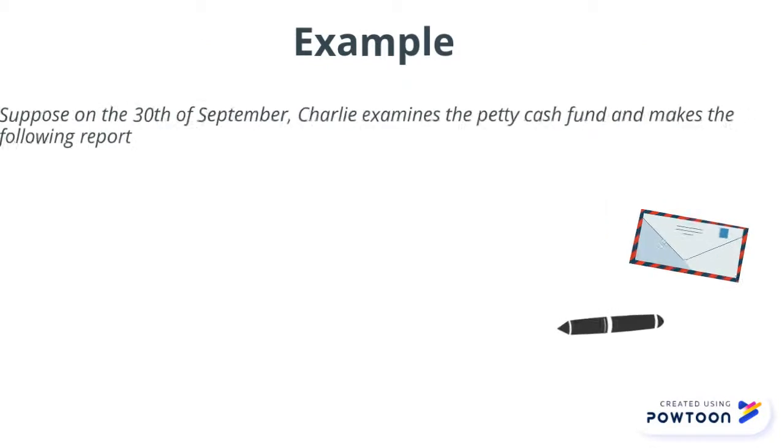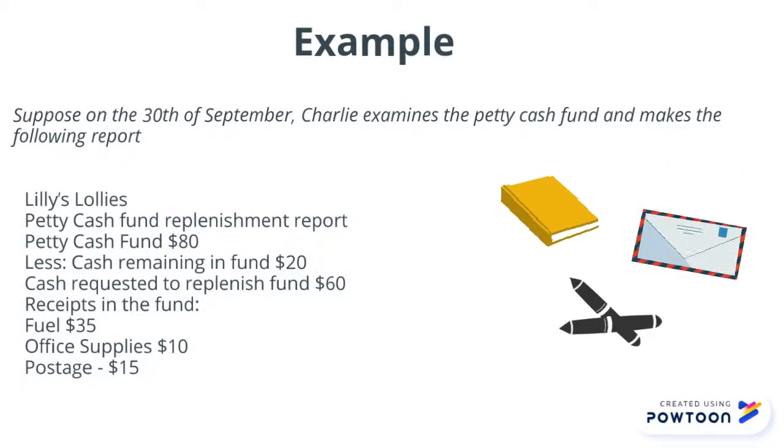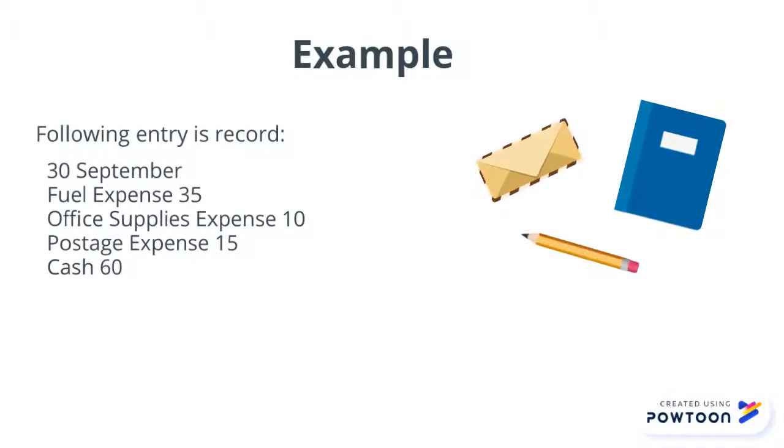For example, on the 30th of September, Charlie examines the petty cash fund and makes the following report. This shows that the fund requires $60 to be fully replenished and that receipts are totaling $60. Thus, Charlie would cash the check for $60 to replenish the fund and records the following expense entry.